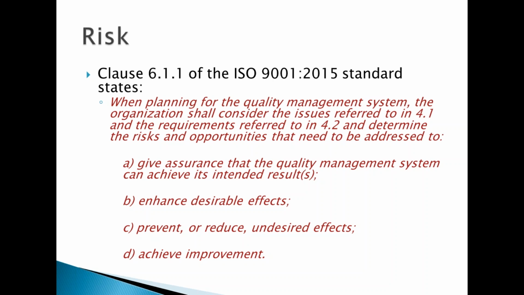And those two things taken together get you to what we're talking about in subclauses A and D here. We want to be assured that the system can do what it's supposed to do, and overall we want to achieve improvement. So there's a very broad picture that's painted with this verbiage.